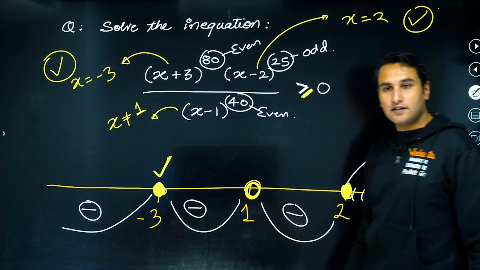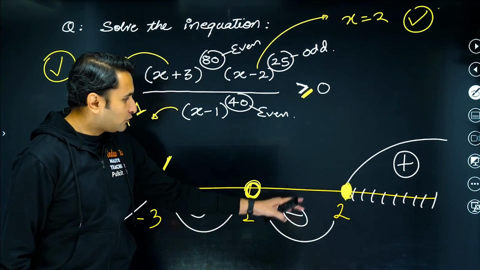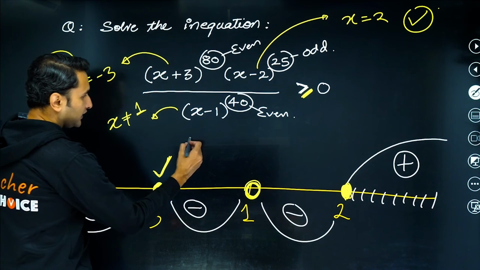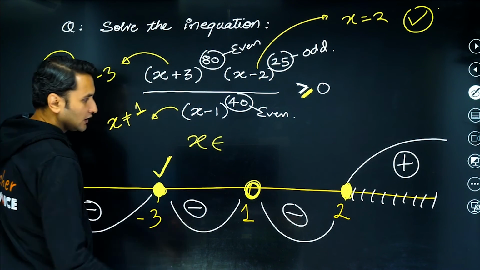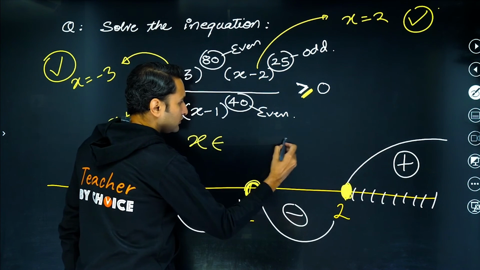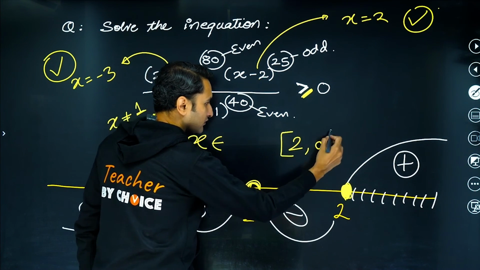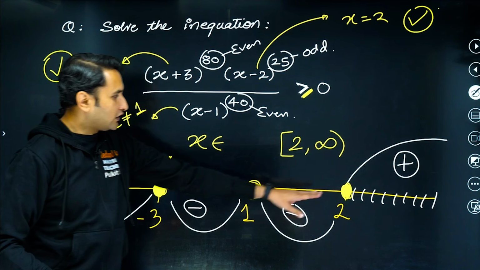Now when you write the answer, it's very tricky. This portion is easy to write. So what's the answer? I will write the answer as x belongs to 2 to infinity. I can write 2 closed, infinity open, because I can include 2.